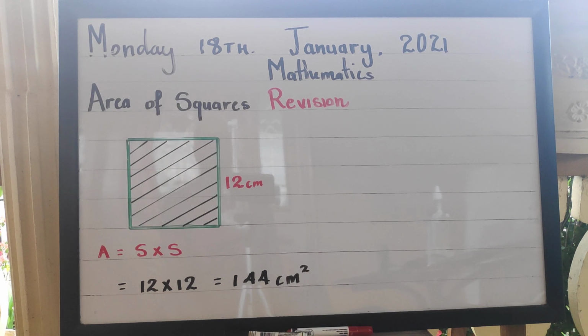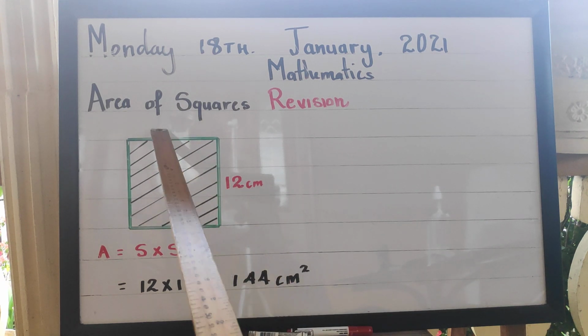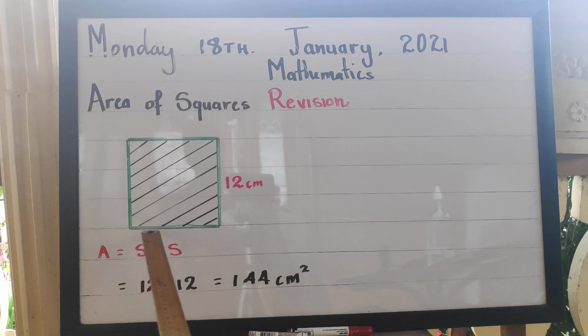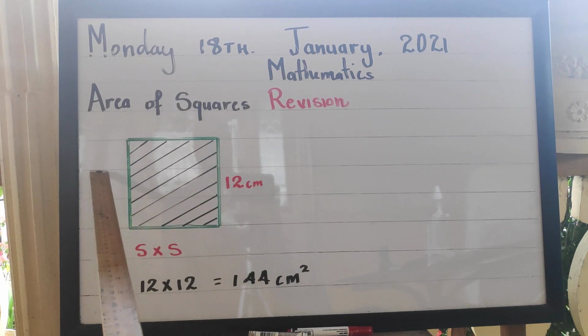So we also looked at squares. We said that a square has 4 equal sides. So if I give you one side of the square, and this side is 12, this side will be 12, this side will be 12, this side will be 12. We established all of that. If we're talking about perimeter, we'd add 12 plus 12 plus 12 plus 12.